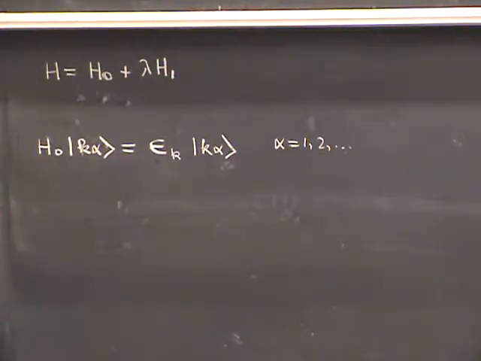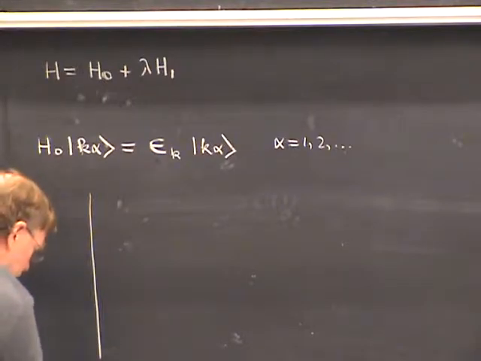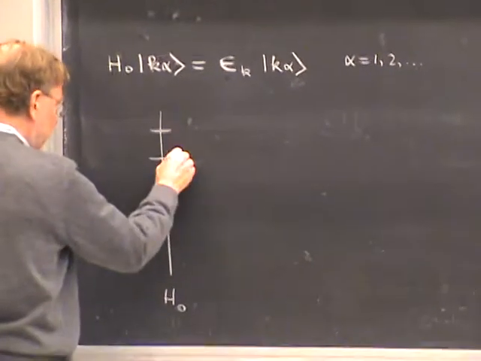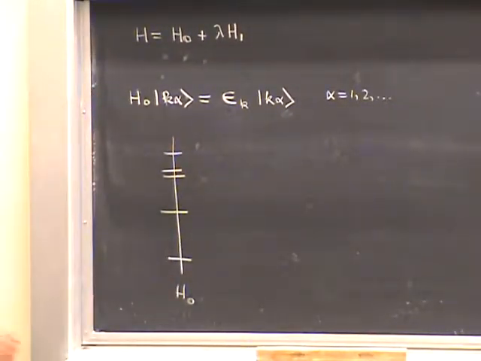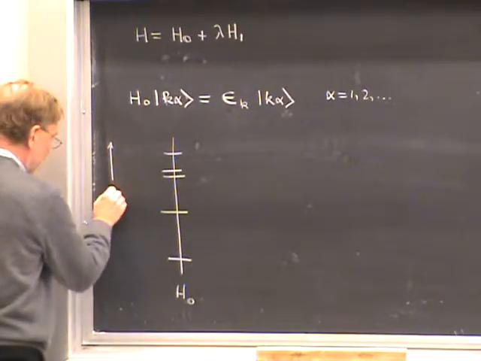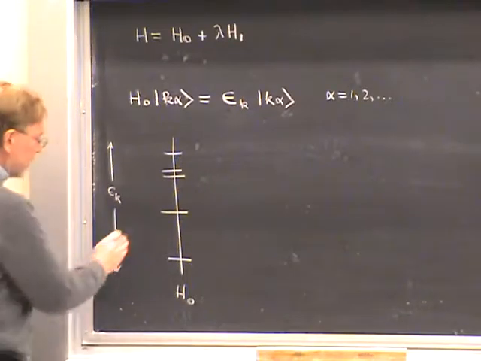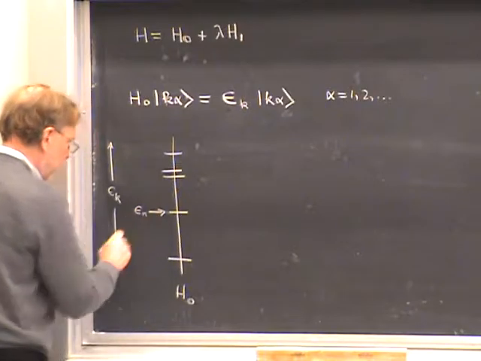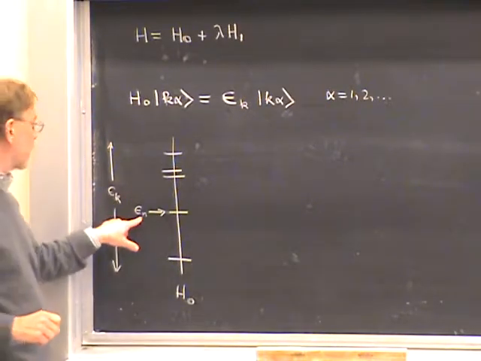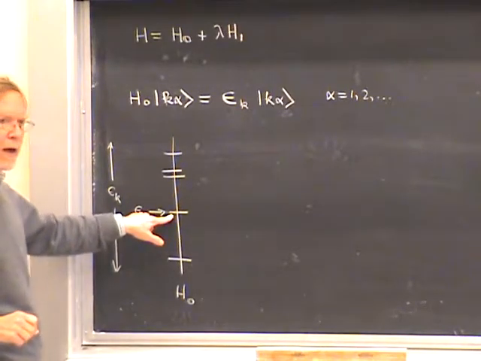Now, to give you a qualitative idea of what can happen, allow me to draw an energy axis here that corresponds to the unperturbed system H0. Let me just schematically draw in what some of the energy levels might look like. This is not very realistic or a real problem. But let's call these energy levels epsilon_k, running up and down. Let's focus our attention on just one of these energy levels, which is epsilon_n, with the index n. For the duration of this discussion, we'll let the index n be fixed. We're going to be interested in perturbations of just that one level.